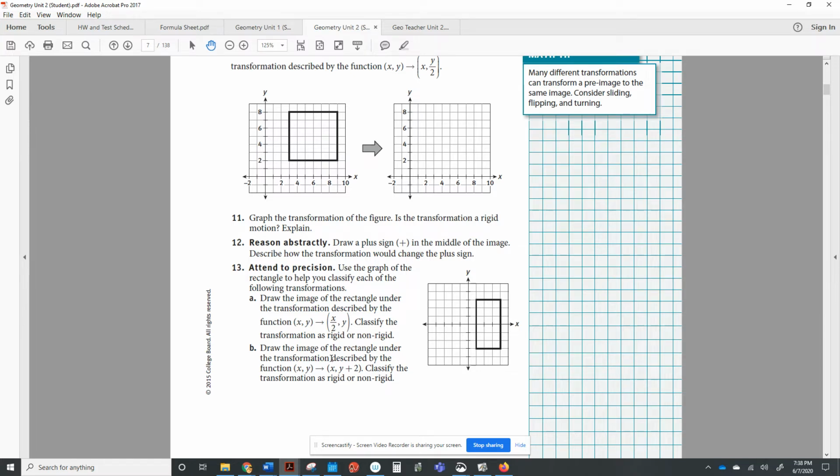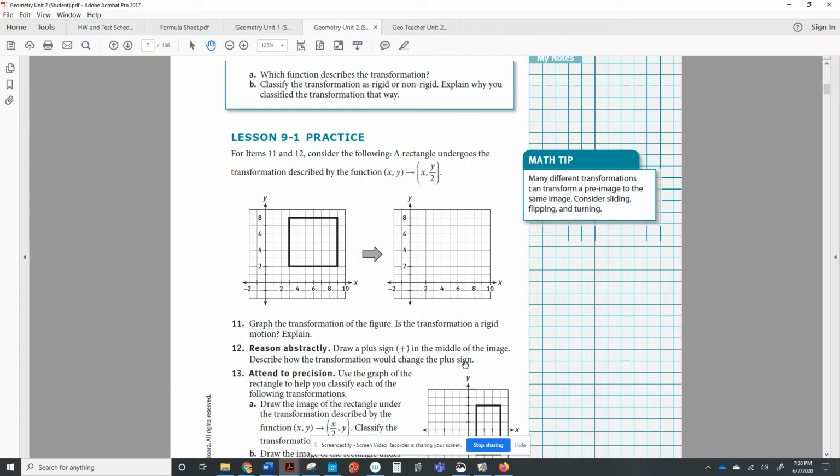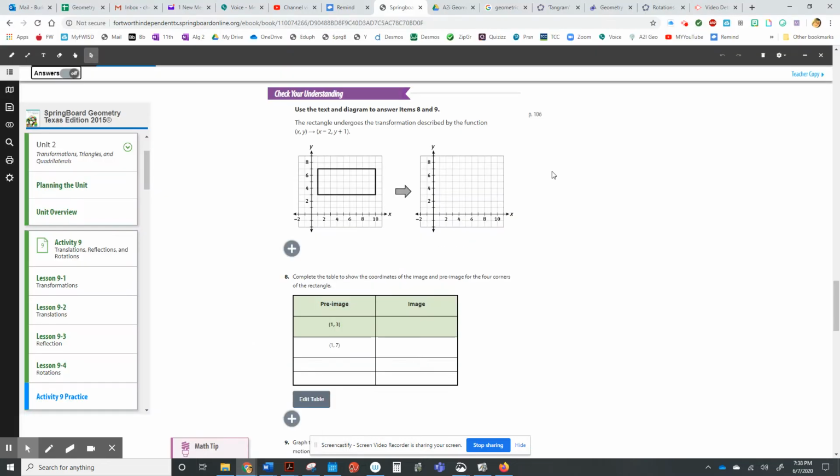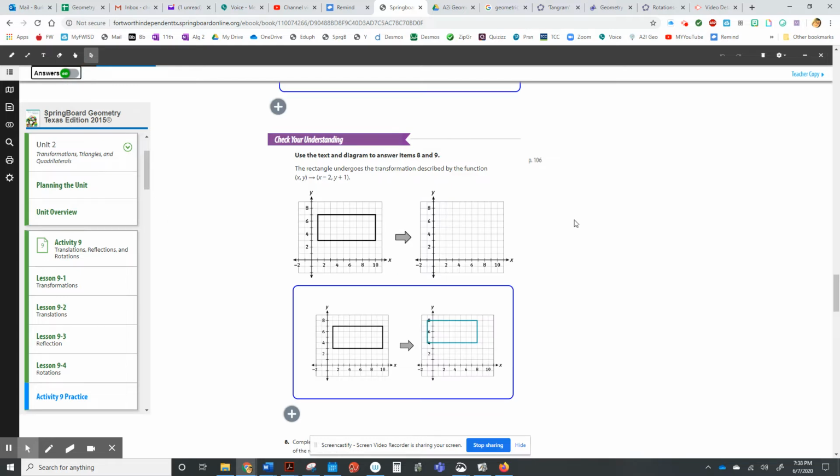So pause the video. I'm going to get off the PDF version of the book and go to the online version because it's easier to get to the answers. So stop the video, do your work, and come back and check your answers. All right, I'm assuming that you're ready to check your answers, so I'm going to turn my answers on.